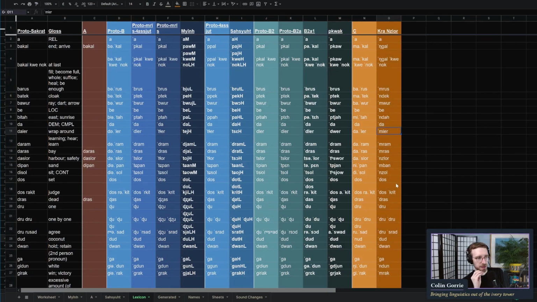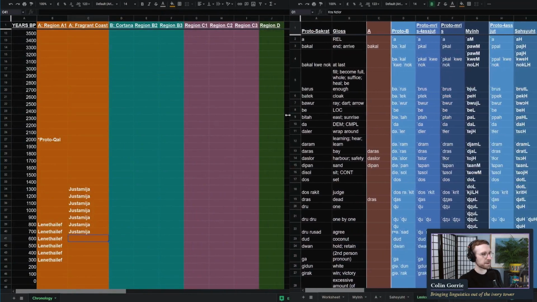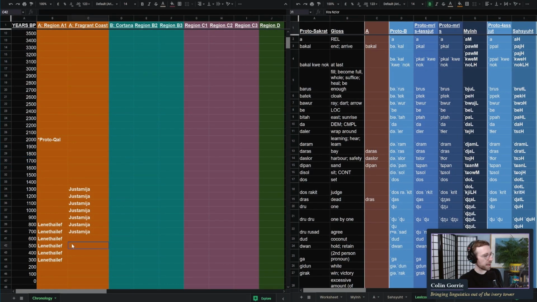Yeah, so this one is going to be the language that comes into contact with Lenathailif. So maybe that's a starting point. So let's bring this back over here. And we can say that maybe towards the end of this period, we have Kranslor in this region, maybe 200 years of contact here. And then maybe something happens, which we'll get into later.